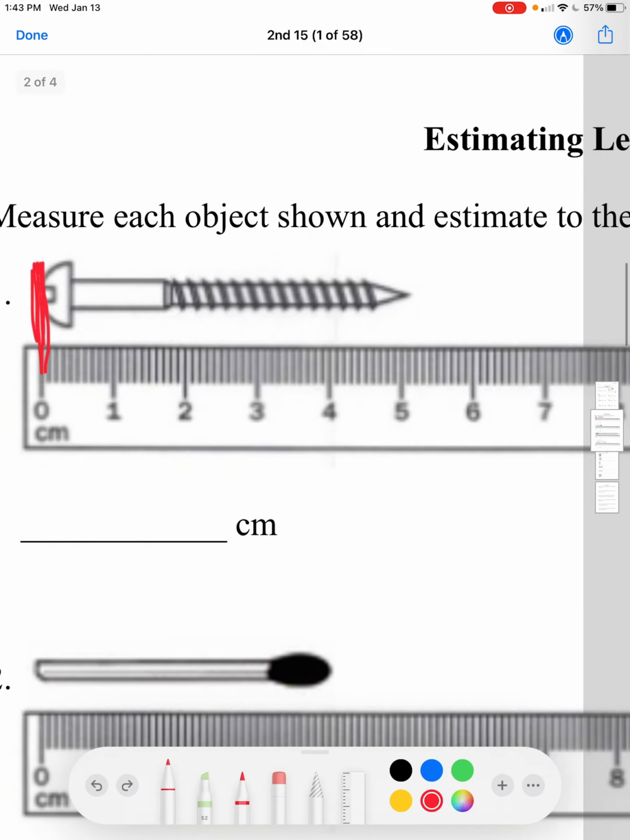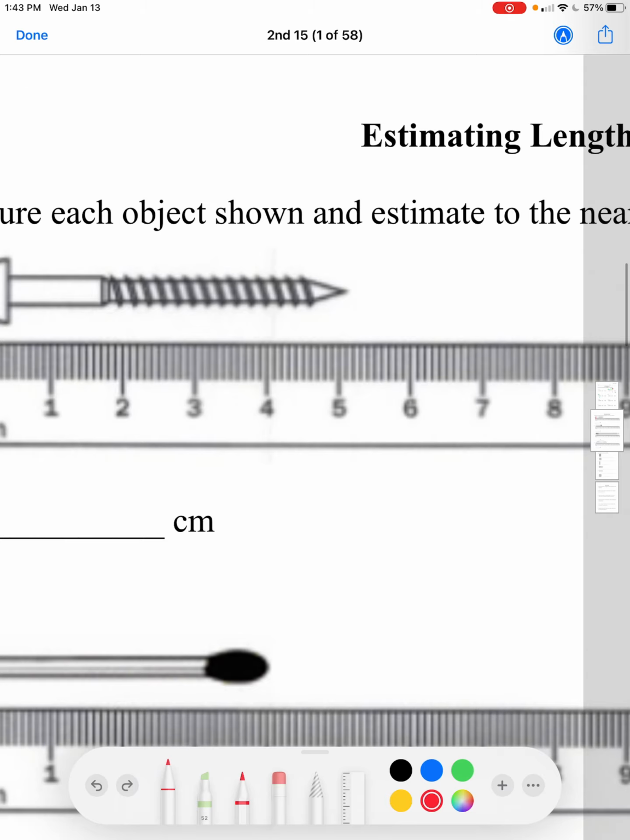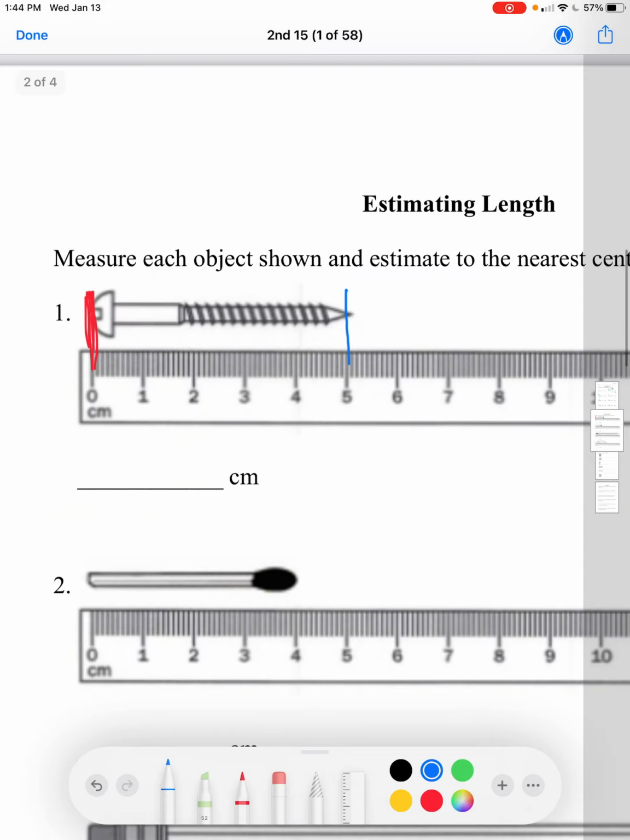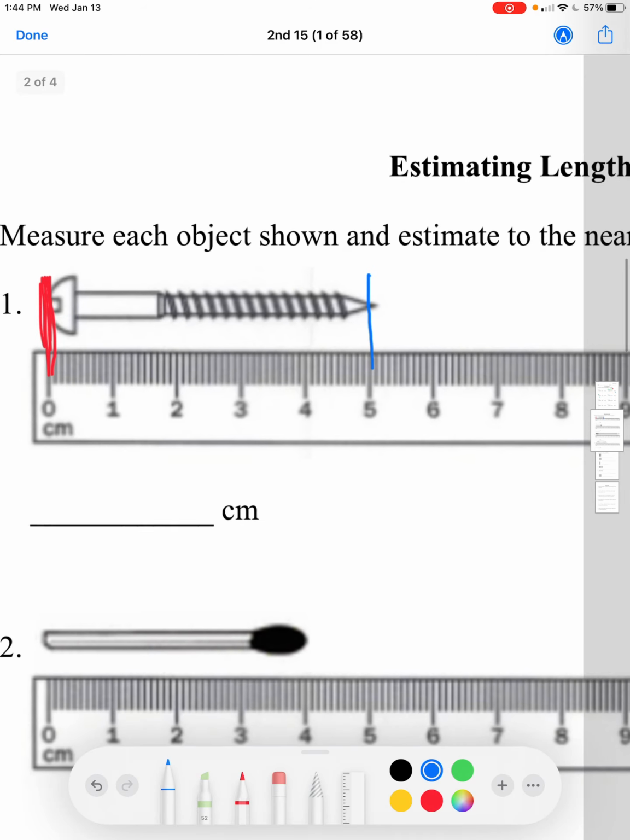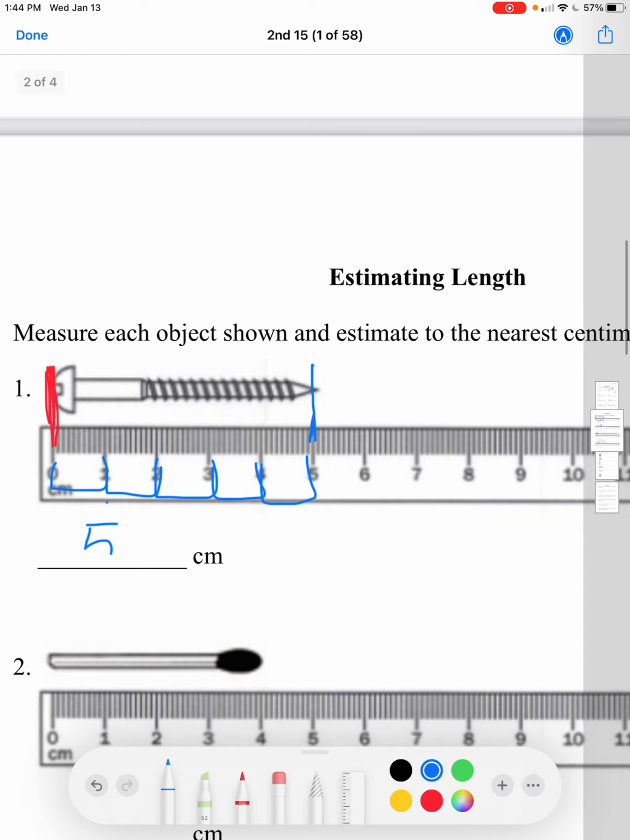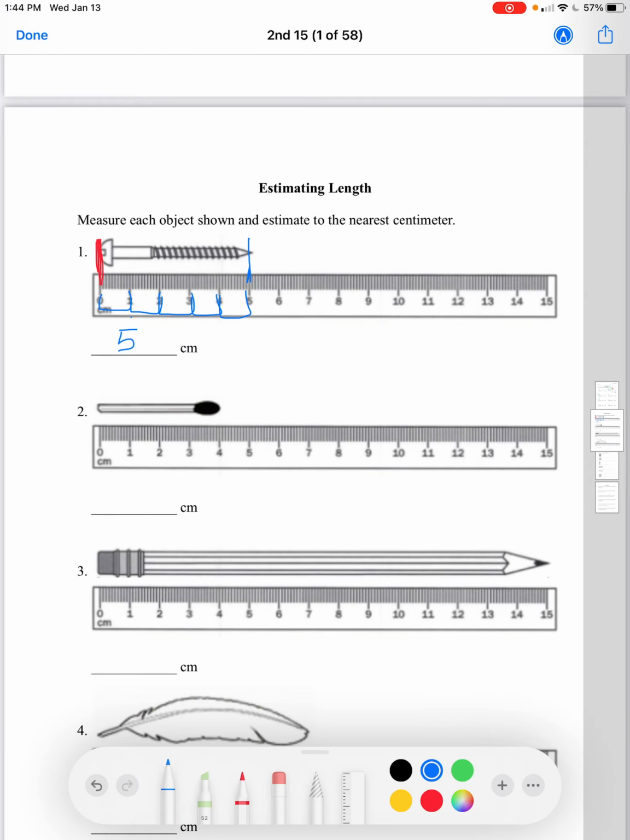And then we'll find the end point of the nail. If we go down here, the nail ends around right about here. Sorry, it's a little messy. It goes a little over, but it says to estimate to the nearest centimeter, and this is closest to 5. So we have 1 centimeter, 2 centimeters, 3 centimeters, 4 centimeters, and 5 centimeters. So the nail is 5 centimeters long.